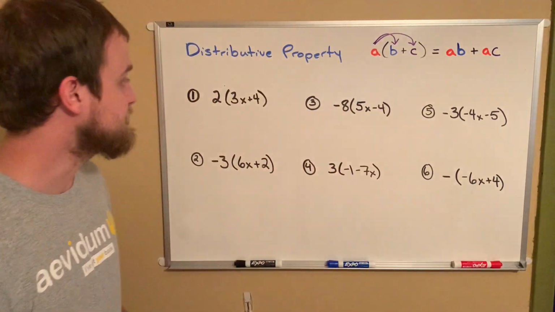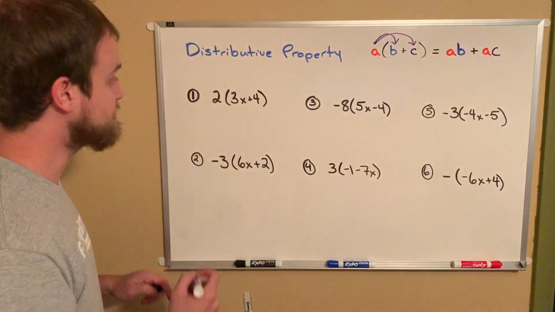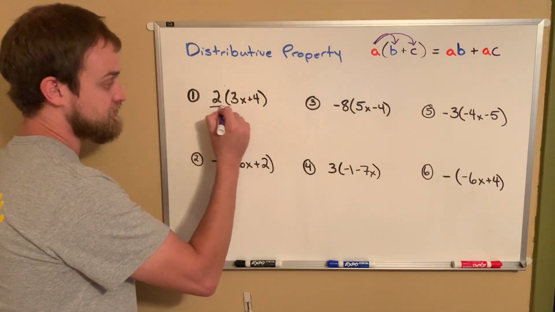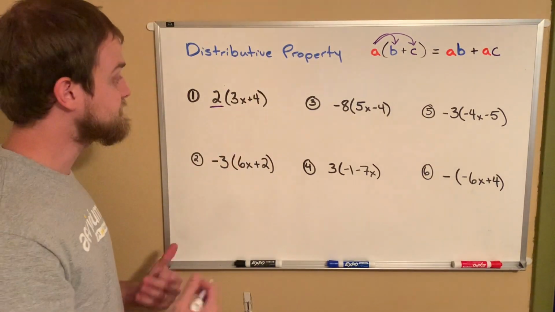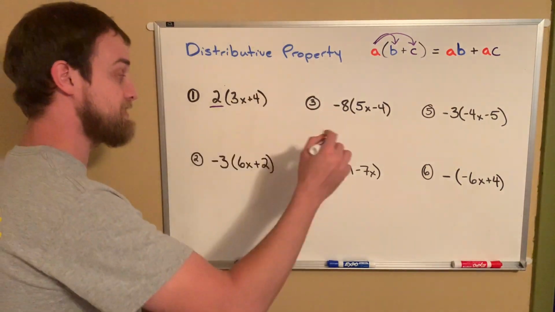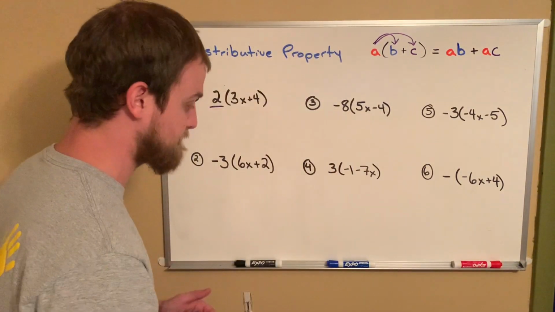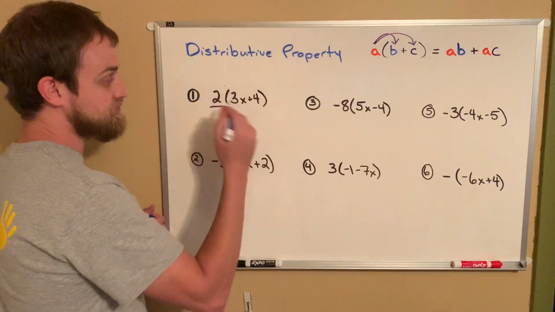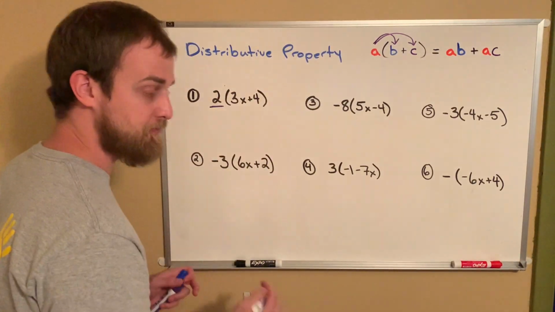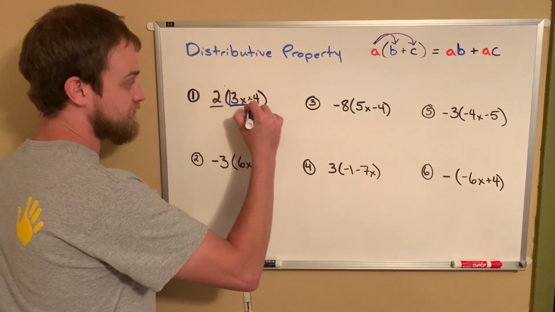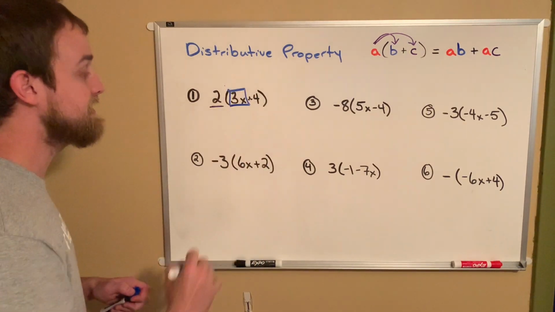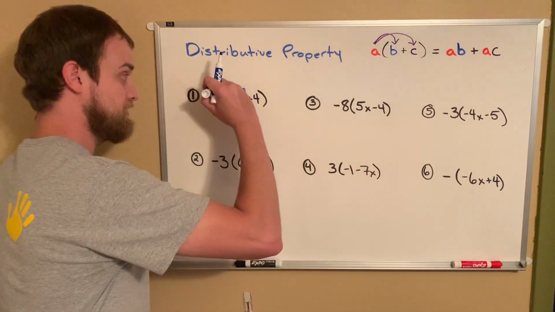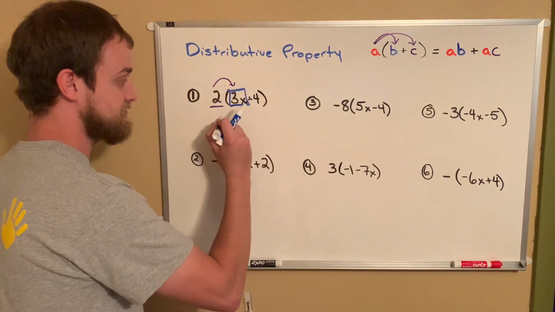But let's jump into our first example. What I like to do is say, okay, the term that I'm going to be multiplying everything by is 2. So I need to distribute this 2 into my parentheses. The way I like to think about it is I'm going to distribute it to every term in the parentheses. Well, my first term is 3x. So I'll do 2 times 3x, which gives me 6x.